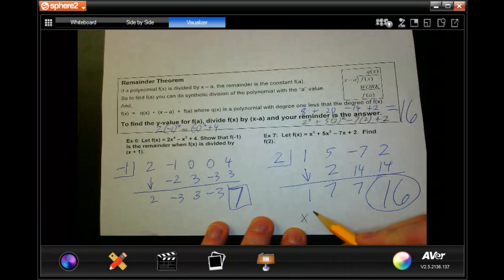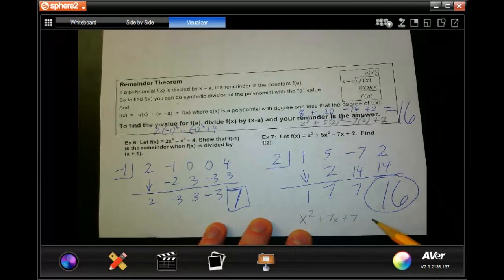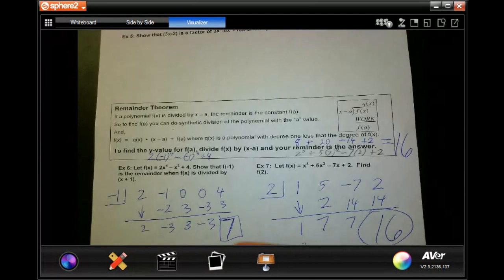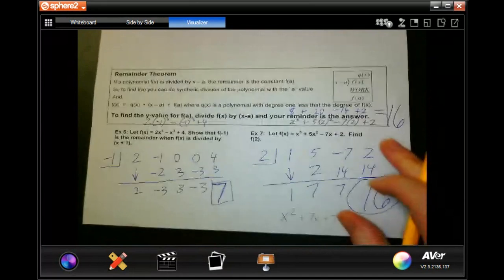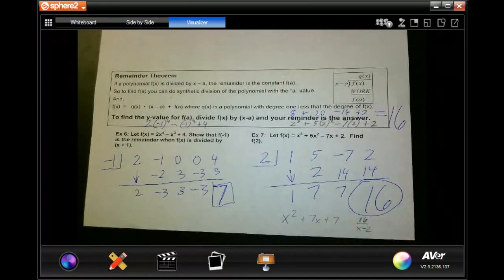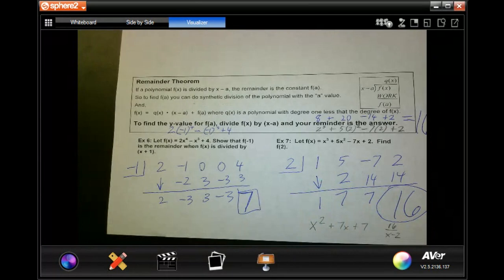The quotient is going to be x squared plus 7x plus 7. Okay, and then this is the 16 over x minus 2. But we're not asking for this. We're not asking for what I just put in pencil. We're asking to just evaluate. We're asking you to evaluate. And we're using the remainder theorem as a bit of a faster way to evaluate.